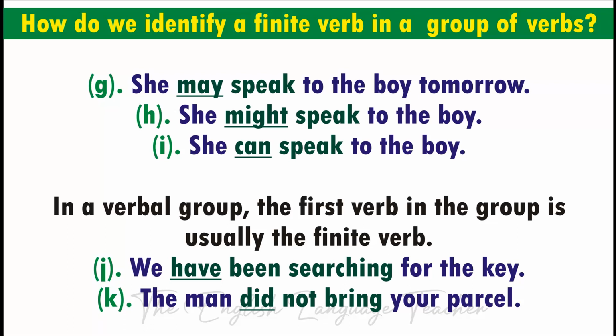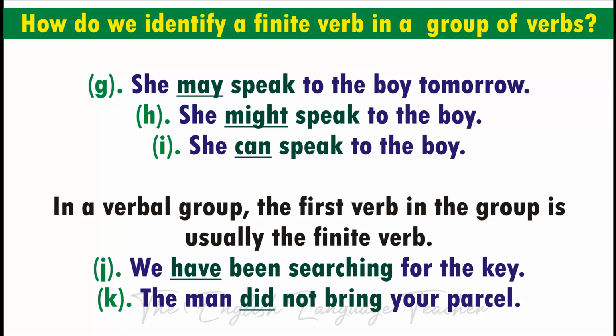You would realize that as we change the mood and the tense of the sentence, the finite verb changes accordingly, but the non-finite verb remains the same. That is because normally it is the finite verb that shows the mood, that shows the tense. So when the mood changes, the finite verb is bound to change. When the tense changes as well, the finite verb is bound to change.